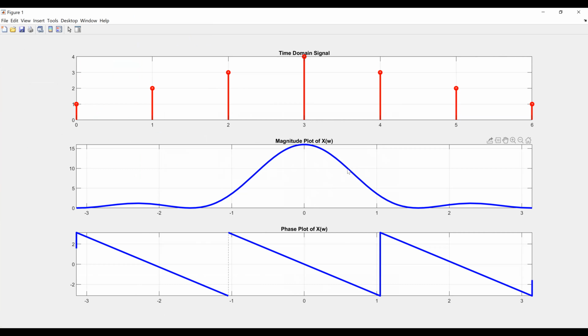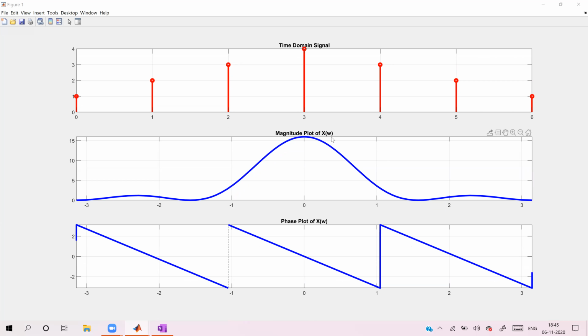So this is the magnitude plot of the spectrum. This is the phase plot of the spectrum. It varies linearly. Then it has some transitions at some frequencies. You can see the transitions. All right. So this is how we plot the magnitude and phase plot of the discrete time Fourier transform.